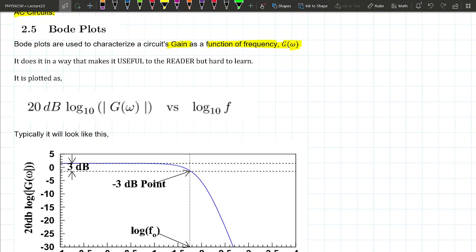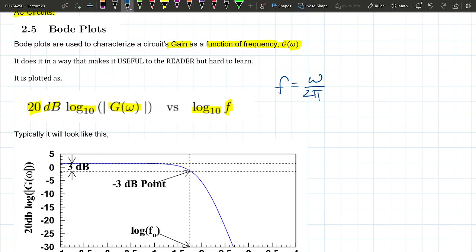So what he decided to do is actually not to plot G as a function of omega, but to plot 20 times dB, where dB stands for decibel. Those of you who remember the sound part in general physics, it rings a bell. It's the base-10 log of the gain. There's something funky on the left-hand side. On the right-hand side is the log of the frequency. Remember that regular frequency is related to angular frequency by this factor of 2 pi.